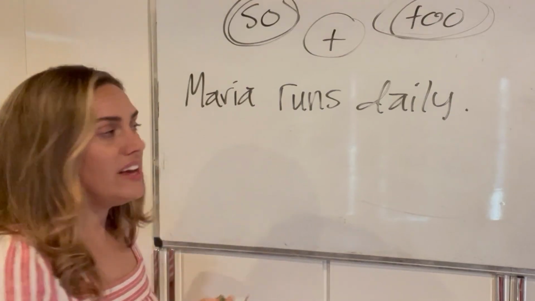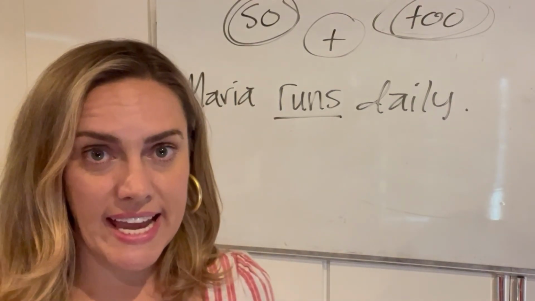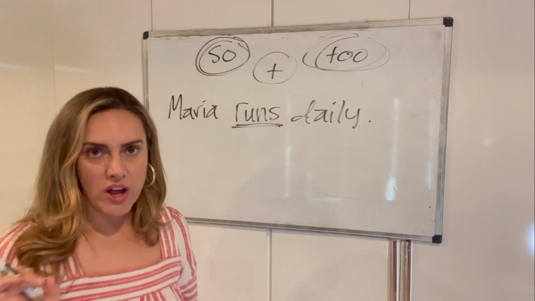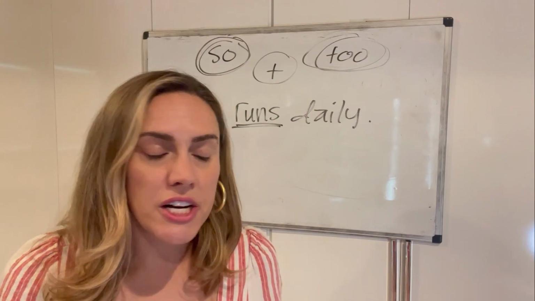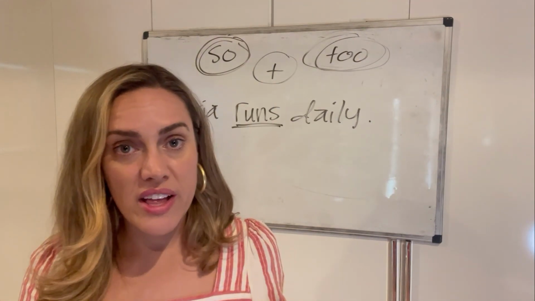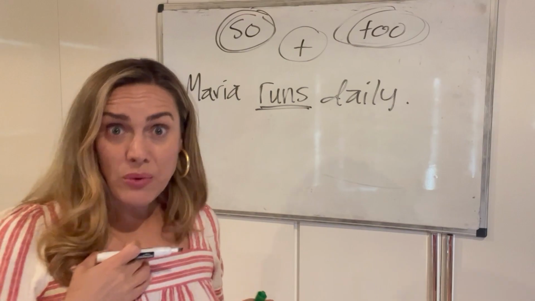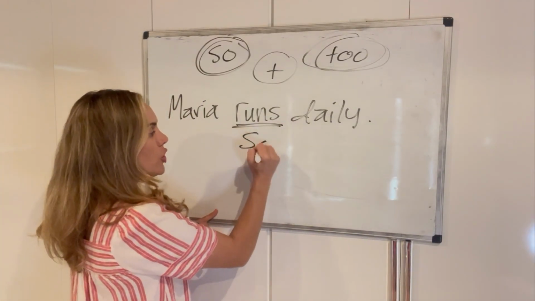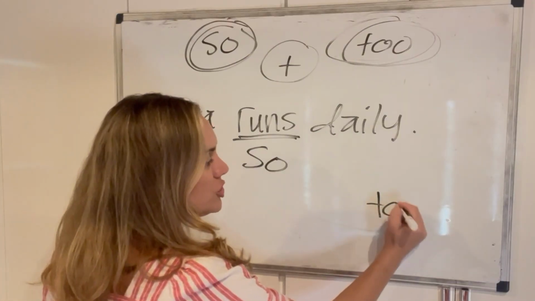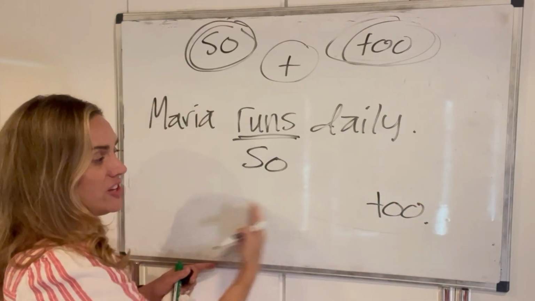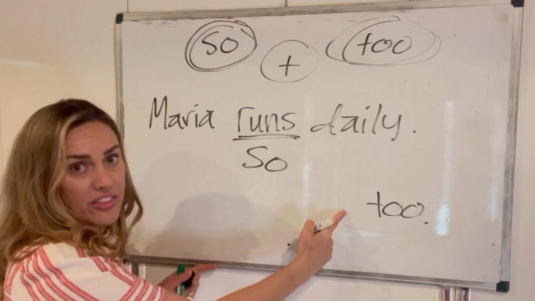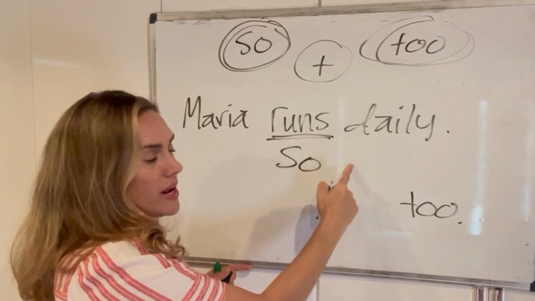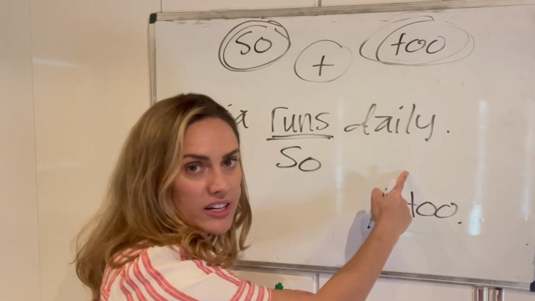Here you can see I wrote Maria runs daily. It's still an affirmative statement, but the verb is runs. There's no helping verb here. It's just a regular verb, runs, in the simple present. I want to say that I also run every day. So I can say so, or I can use too. Remember, if I use too, I need the subject and then the helping verb. If I use so, then I put the helping verb and then the subject.